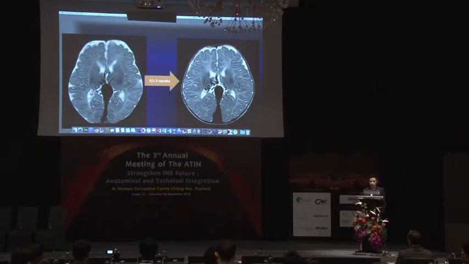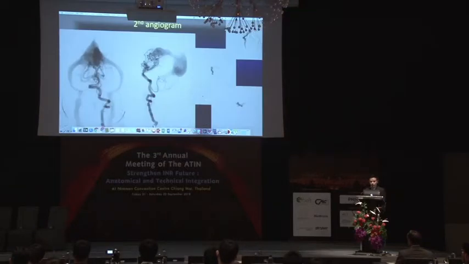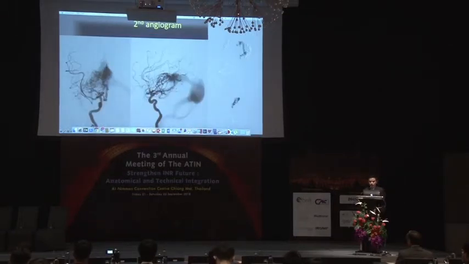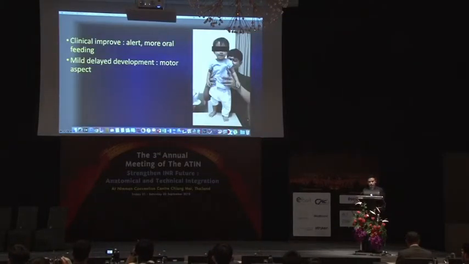After the follow-up, you can see the decreased size of the median prosencephalic vein. For the second angiogram, you see the decreased flow of the VCAM, and I inject the glue in this posterior choroidal artery, and then move to the right ICA and inject glue in the right ICA also. After this second embolization, the patient is very good, alert, and has more oral feeding, but still has mild delay in the motor aspect. We have planned the next angiogram next month.